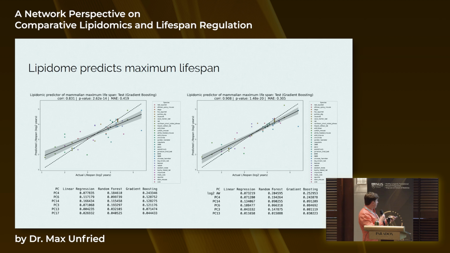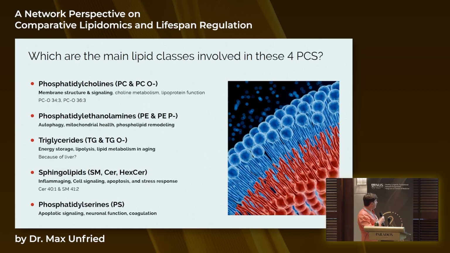But what is interesting is that the first 4 principal components, that almost have all the weights across different models, are pretty much used in both models very heavily, and those are the principal components that are actually correlating with maximum lifespan. So that kind of makes sense. Then the question is, well, okay, what kind of lipids are actually in those four principal components, right?